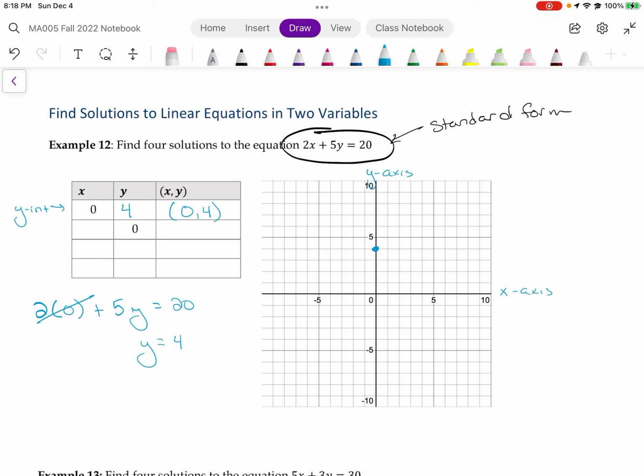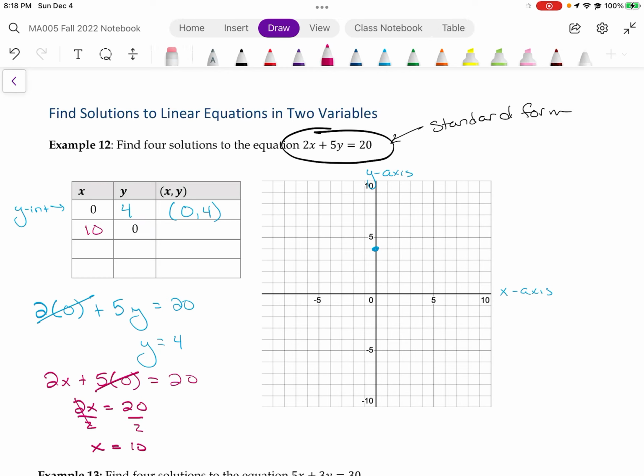All right, so let's do the next one. The next one, we've got a 0 for y, so we've got 2x plus 5 times 0 equals 20. Well, 5 times 0 is 0, so that goes away. Anything plus 0 is just itself. So now we've got 2x equals 20. Divide both sides by 2, and x equals 10. So x equals 10 here, and our pair is 10, 0.